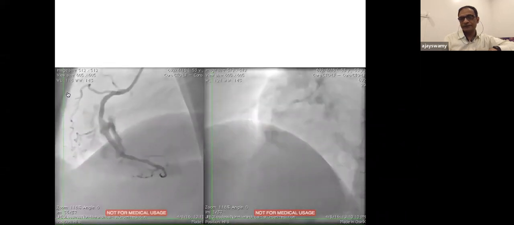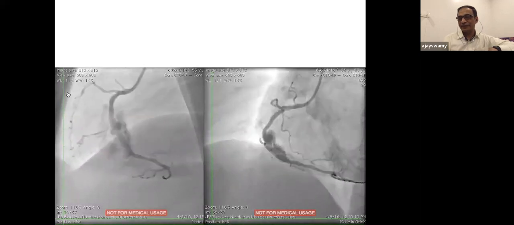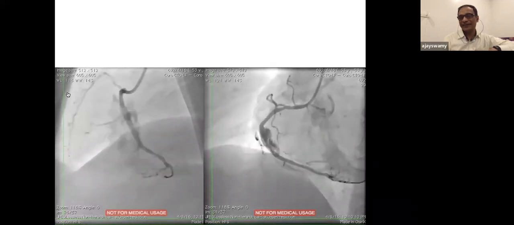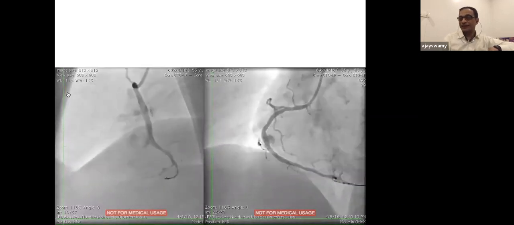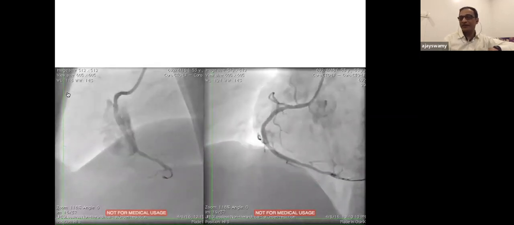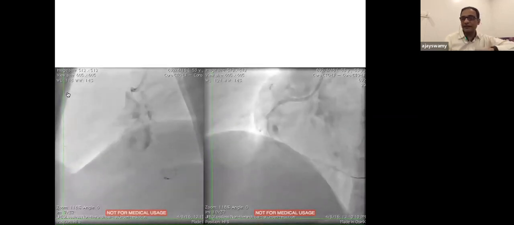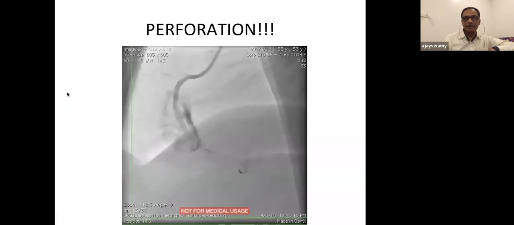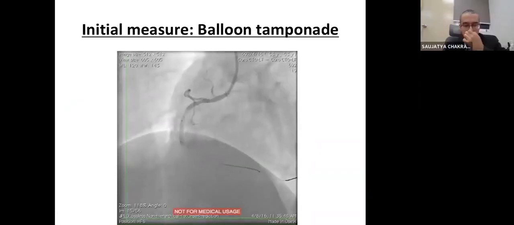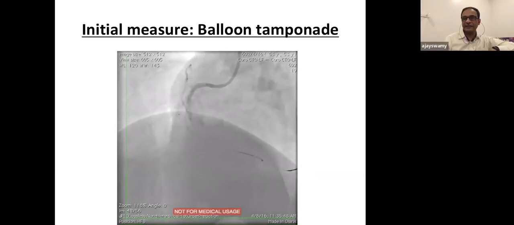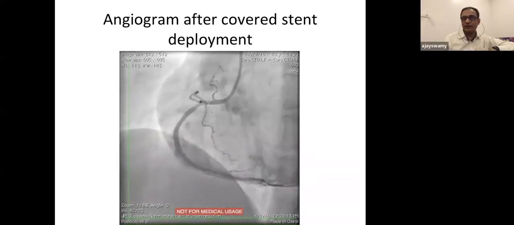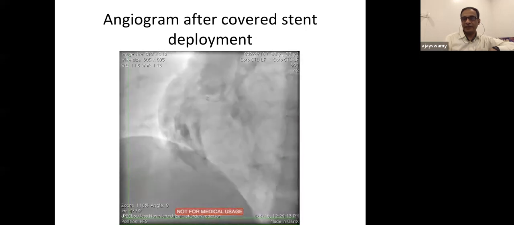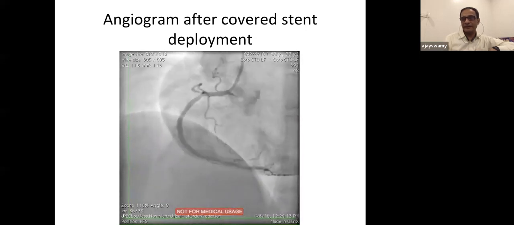So, you can see that this was a huge hematoma into the right ventricular wall, and now we're between a rock and a hard place because we are stuck with a BVS, which has caused a perforation and is very difficult to exclude. So after a quick conference, we decided that we'll have to cover it with 2 covered stents, and that's what we did. So first we balloon tamponaded it, just checked that the balloon tamponade was functioning, then measured the length, and then put 2 covered stents, and then did an angiogram after that, and the leak has sealed.